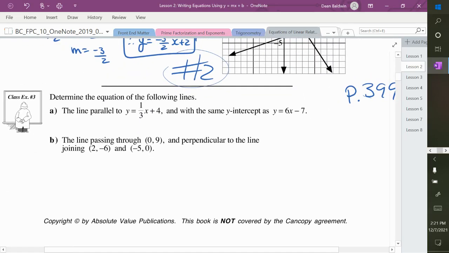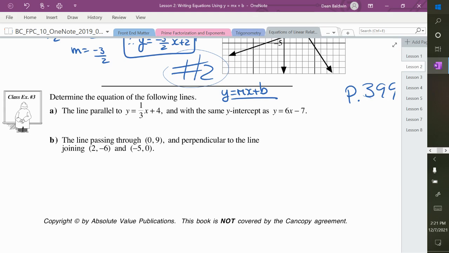Determine the equation of the following lines. First of all, we only deal with linear in grade 10. So when they say determine the equation, you know the equation is going to be that. Now we will manipulate that later on. There's two other equations that we'll learn. But for right now, when I say determine the equation, that's the equation we need to make.